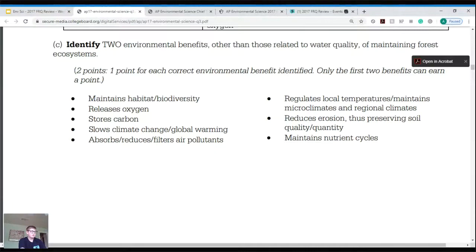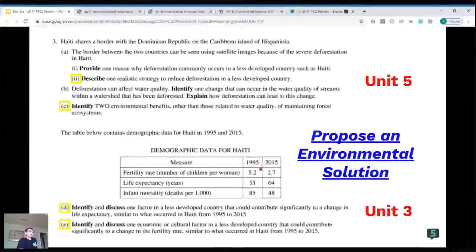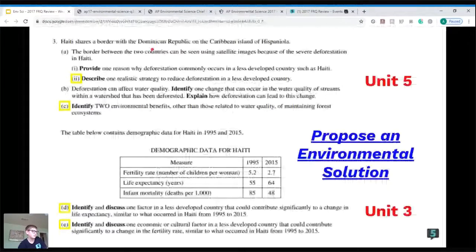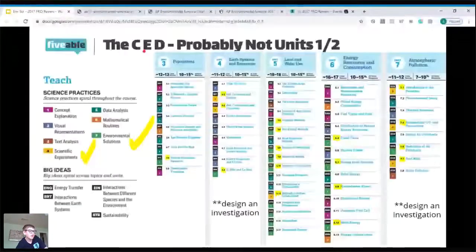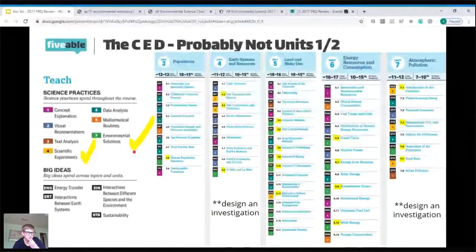So here we have, moving on to the next part of the FRQ. So now we're going back to examining more information about Haiti. Now we're no longer in Unit 5 topics, we're in Unit 3. Notice how, I think I closed the CED. Crap, you're kidding me, right? Whatever. We can go back to that slide, actually. Right here. Notice how I highlighted that Unit 3, Human Population Dynamics for Environmental Solutions, and a ton of things in Unit 5 for Environmental Solutions. Funny how those things appeared on this FRQ. Funny. Very interesting.